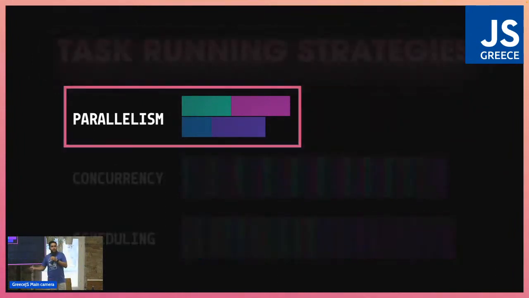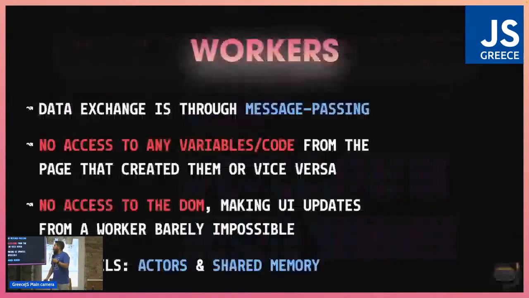Before we talk about concurrency, let's actually talk about parallelism. First, we think of workers when we talk parallelism in the browser. But the thing about workers is that they're basically message passing. First, they don't have access to variables or code from outside the worker, so of course that's why you need to message pass that. Also, they mostly don't have access to the DOM, so if you want to make DOM updates from a worker, that's really complex.